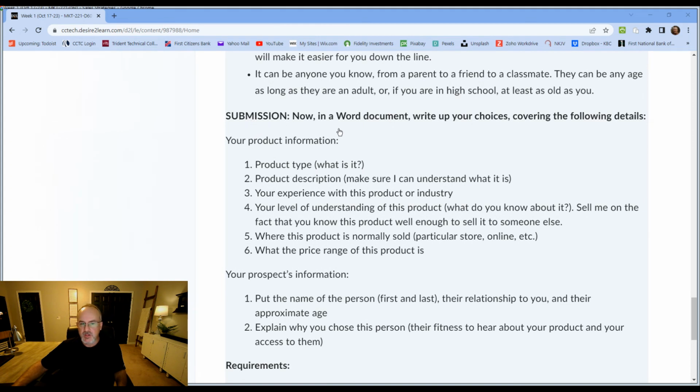So now for your submission, use a Word document, write up your choices, and give me this information, your product information. Put product type, product description, make sure I understand what it is. Don't just give me three words, explain it to me. Your experience with this product or industry: tell me why you know, how you know what you know. Your level of understanding of this product: what do you know about it? Sell me on the fact that you know this product well enough to sell it to someone else. Convince me that you know this product pretty well. Tell me where the product is normally sold and what the price range of it is, okay?